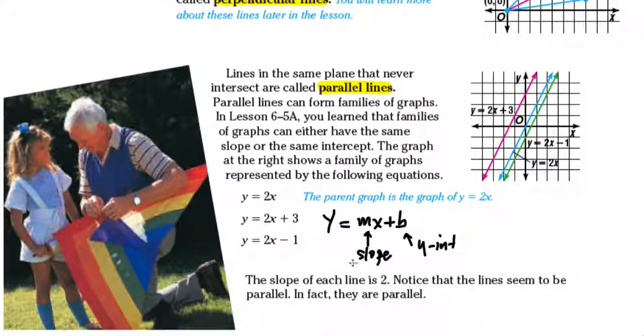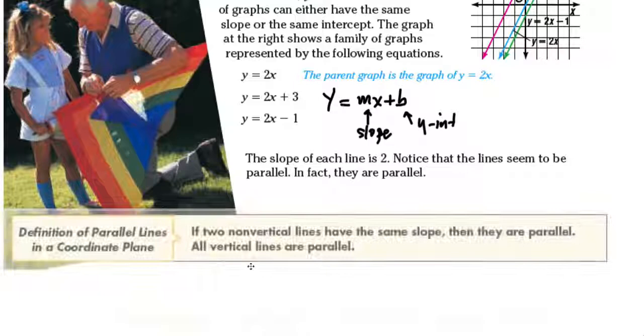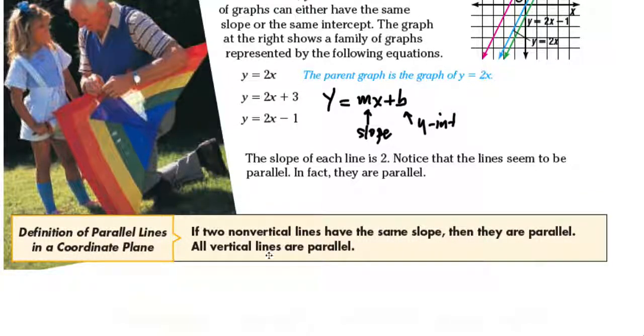The slope for each line is 2. Notice that the lines seem to be parallel. In fact, they are actually parallel to each other. So what do you notice about parallel lines? Parallel lines will have the same slope, but not necessarily the same y-intercept. So let's define parallel lines in a coordinate plane. If two non-vertical lines have the same slope, they are parallel. All vertical lines are parallel to each other.